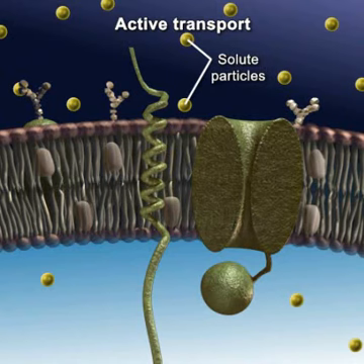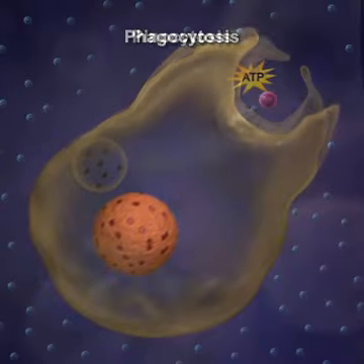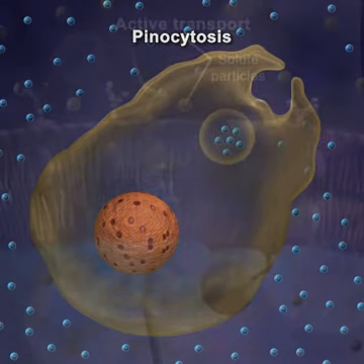Active transport mechanisms are those that require the cell to use cellular energy to move a substance across the cell membrane. We will look at 3 examples of these mechanisms: the active transport process, phagocytosis, and pinocytosis.